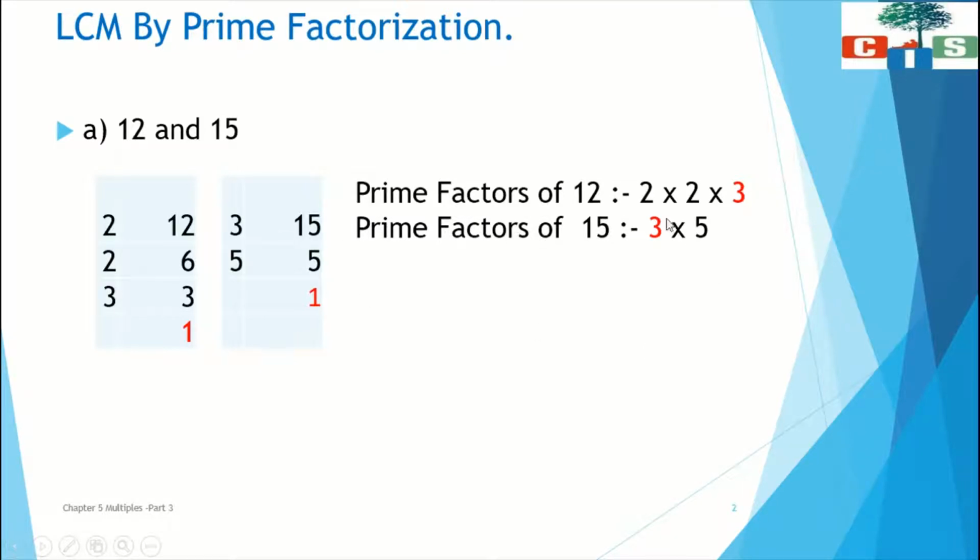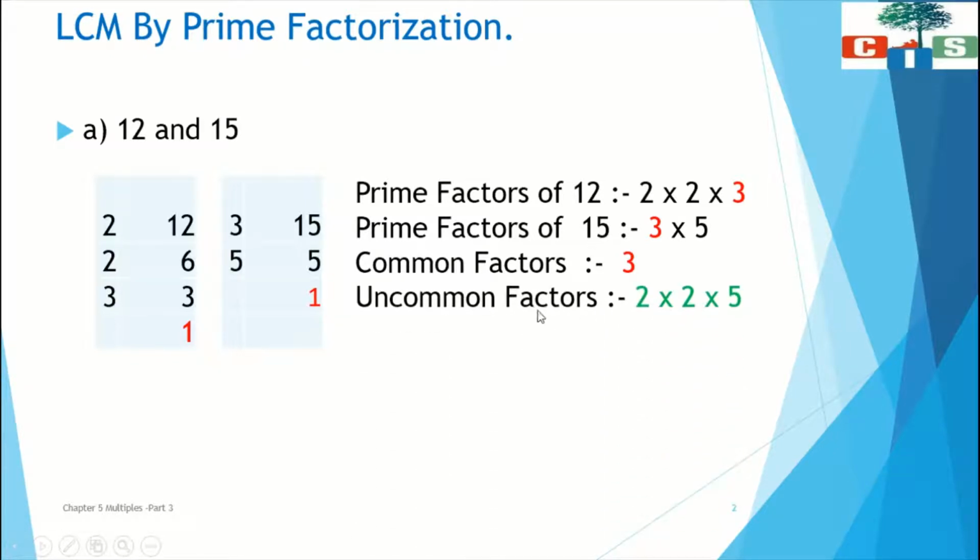Now we will highlight common factors. So the common factor is 3. We can find 3 is present in both, that is in factors of 12 and 15. Now we will find uncommon factors. Uncommon factors means leftover factors of 12. So which are the leftover factors of 12? 2 and 2. So I have written 2 and 2 over here.